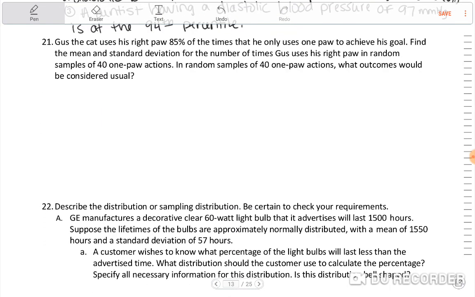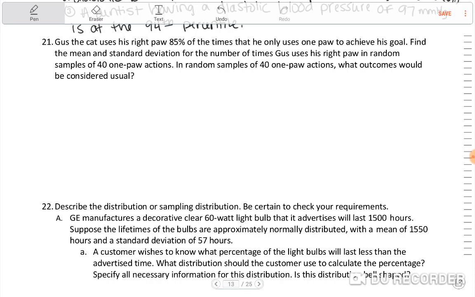Okay, number 21. Gus the cat uses his right paw 85% of the times that he only uses one paw to achieve his goal. Find the mean and standard deviation for the number of times Gus uses his right paw in random samples of 40 one-paw actions. In random samples of 40 one-paw actions, what outcomes would be considered usual?